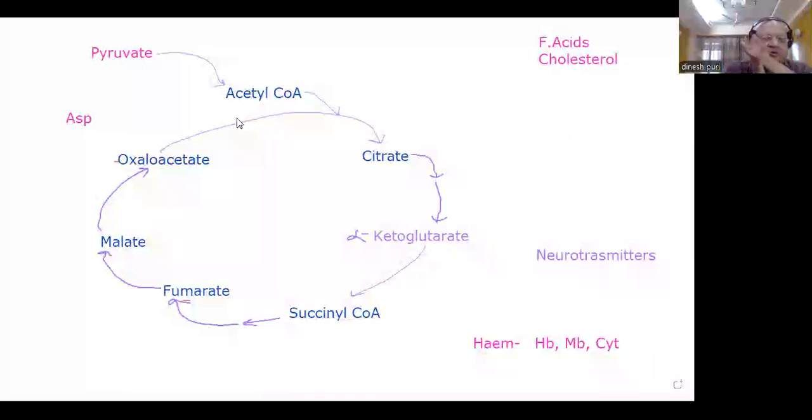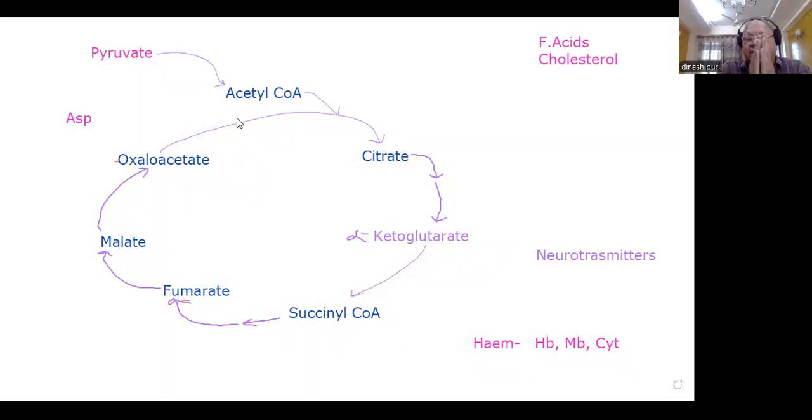So we are going to do today anaplerotic reactions. What are they? Why are they required? And what is their significance? The anaplerotic reaction. To understand this, we must know that TCA cycle has got dual role.